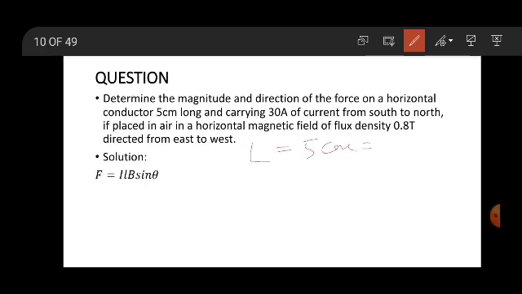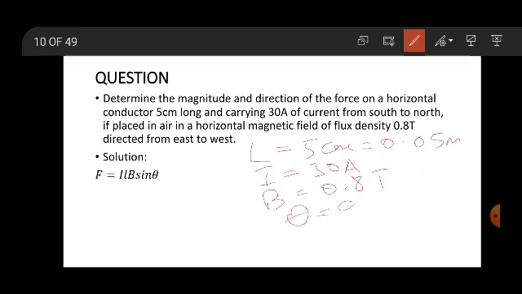5 cm means 0.05 meters. And then the current I is equal to 30 amperes. That's the current flowing through the conductor. Notice that the current is flowing from south to north. Now, if placed in air in a horizontal magnetic field of flux density, so your B is equal to 0.8 Tesla. And notice that the field is directed east to west.